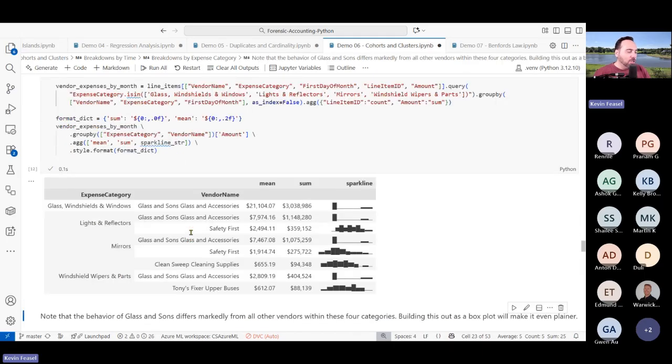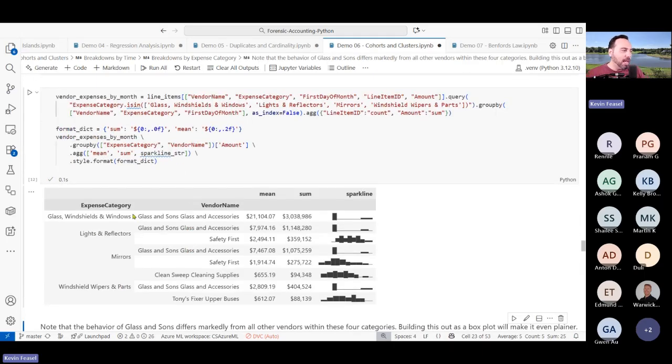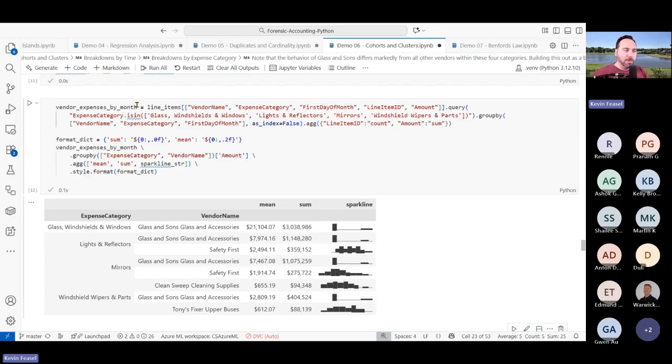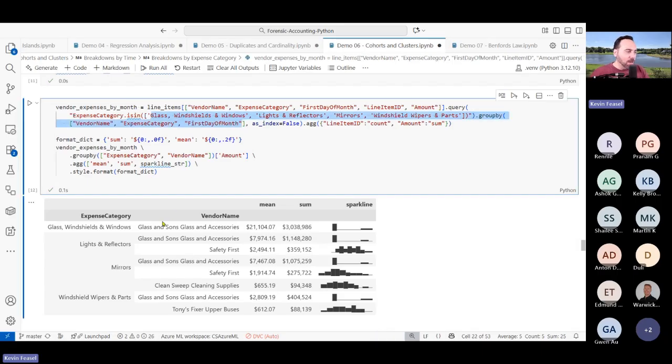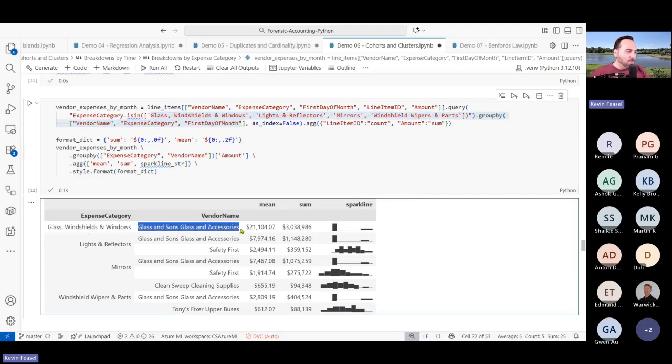So we're going to show the data set for a few of these expense categories, the ones that seem the weirdest, like glass, windshields, and windows. There's only one vendor who sells them. This is where the bulk of the data is. And notice that there's a lot of data way out here.